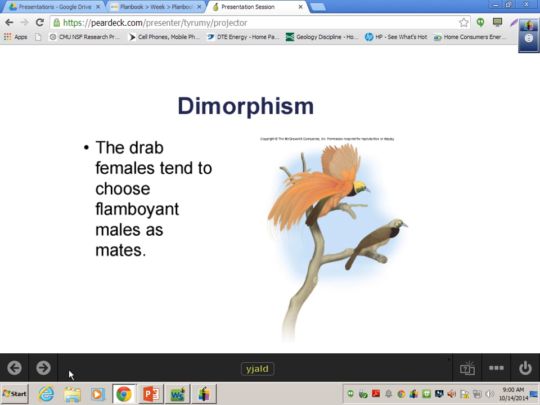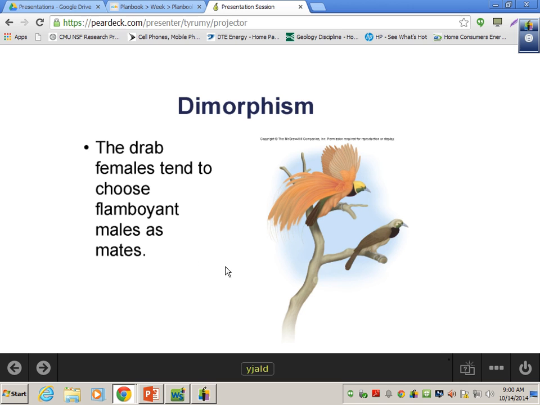So then there's dimorphism. That's an illustrative example for you. The drab females tend to choose flamboyant males as mates. This is that birds of paradise example we talked about. The prettier the male, the more appealing he is to the female. This is not very many situations. This is the ones that have extra time on their hands, where they aren't really competing for food. They're usually in an area of plenty, like a rainforest, where no one's competing for food, so they have time to worry about competing for a mate.